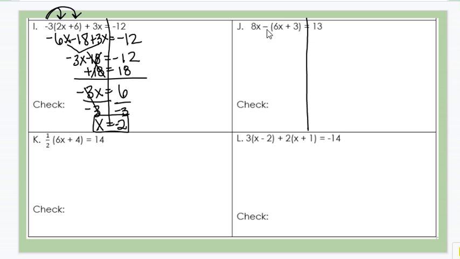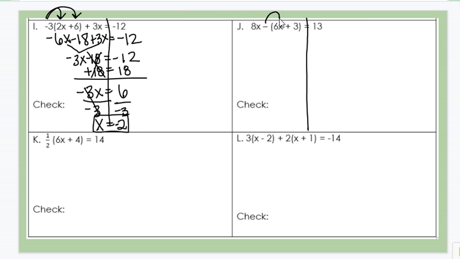J. 8x minus parentheses 6x plus 3 equals 13. All right, this one might be a little tricky, so let's go through it. Do we have any grouping symbols? Yes, we have parentheses. So we're going to get rid of these parentheses by distributing what's on the outside, and on the outside is a negative sign, not the 8x. That's way over here. This guy's late to the party. This is the party, negative sign.